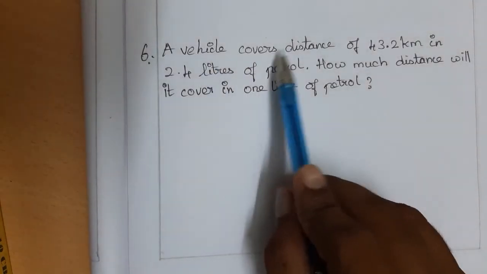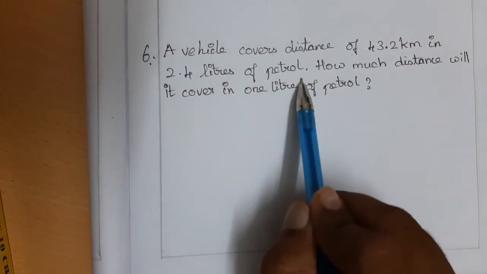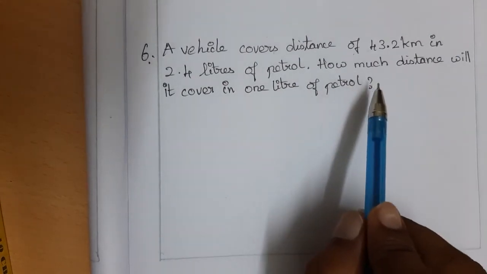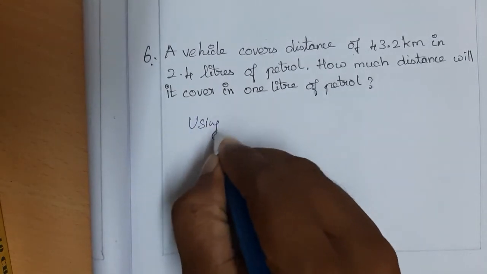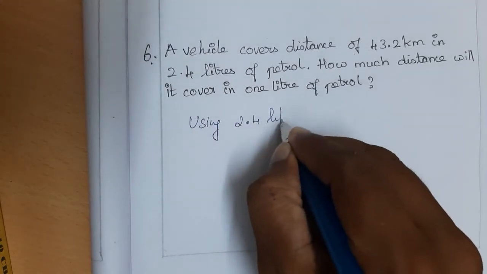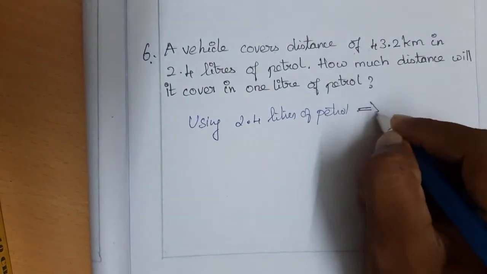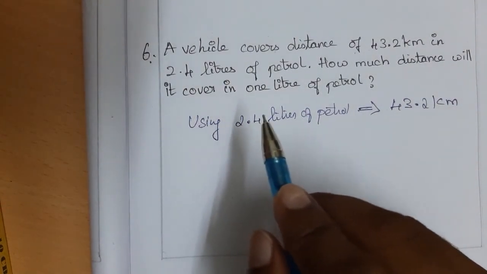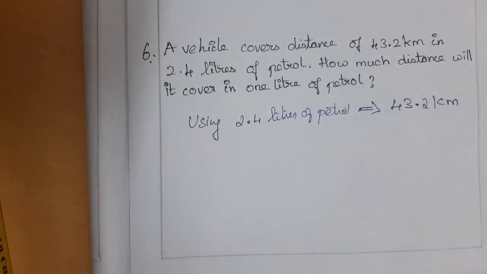A vehicle covers a distance of 43.2 kilometers in 2.4 liters of petrol. How much distance will it cover in 1 liter of petrol? So using 2.4 liters of petrol, it covers 43.2 kilometers. So we have to find for 1 liter, right? What operation is involved here? It's a division, right?